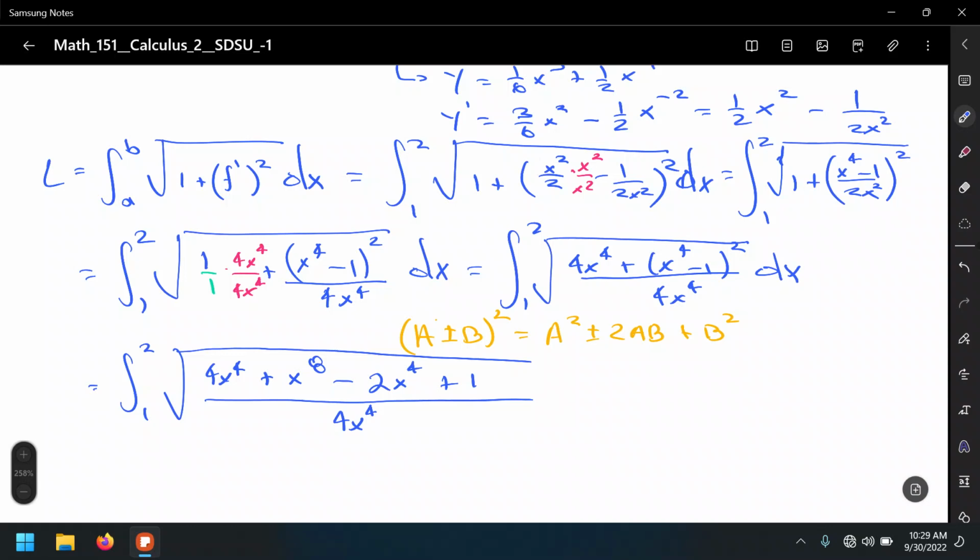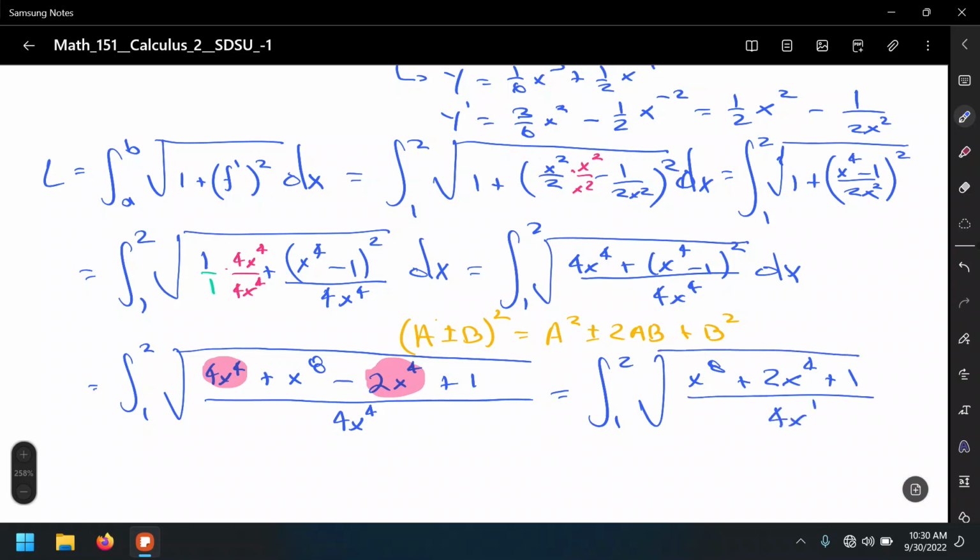Let's combine like terms in the numerator of this radicand, and notice that as like terms we have these x to the 4ths. Let's combine them. So that's going to be 4x to the 4th minus 2x to the 4th. That's going to give us x to the 8th in the first place, the highest power first, plus 2x to the 4th plus 1. Whole thing divided by 4x to the 4th power.